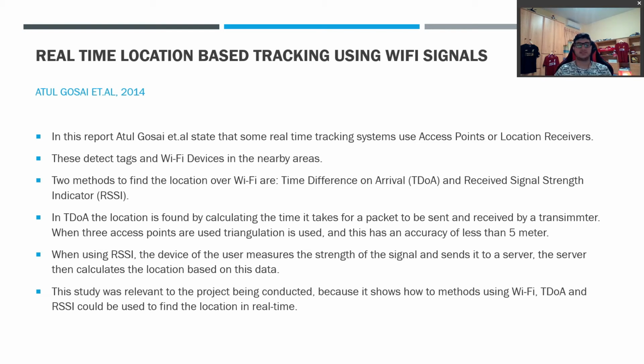When using RSSI, the device of the user measures the strength of the signal and sends it to the server. The server then calculates location based on the data received. This study was relevant to the project being conducted because it shows how methods using Wi-Fi, which are TDOA and RSSI, could be used to find the location in real time.